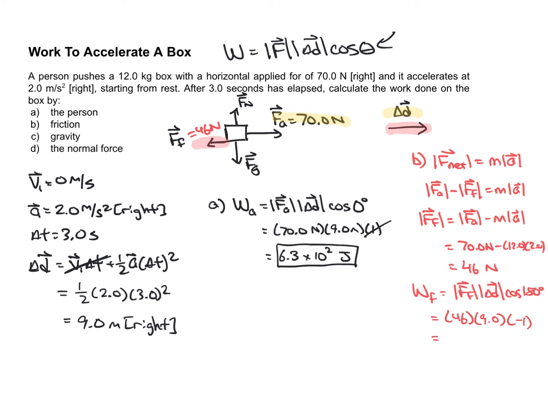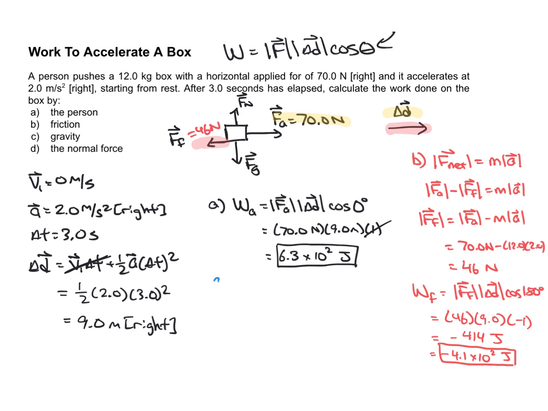Multiply that together, I get negative, let's see here, 360 plus 54 is 414, I believe, joules. Rounded to 2 sig figs, so negative 4.1 times 10 squared joules. Okay, that's the work done by friction.